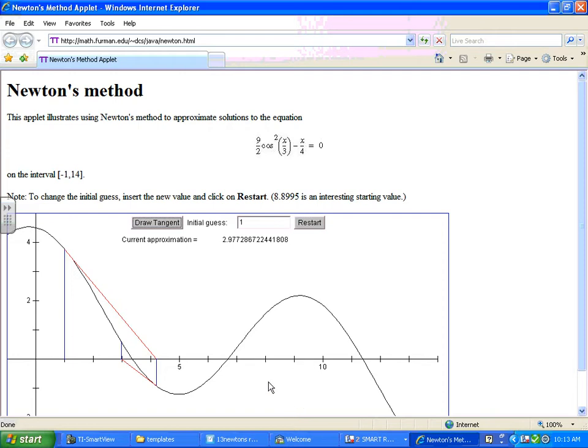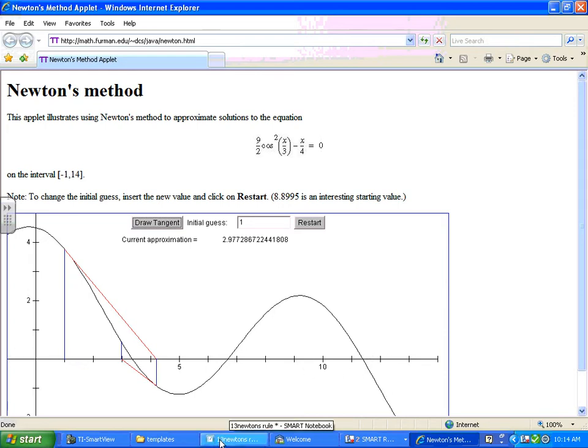But in this class, usually I might give you a suggestion. If you're trying to find this zero, I might say, pick an initial guess close to that zero so that you're going to end up finding that solution. And on a test, I might only ask you to find one of the zeros because it's going to be too much work to find all the zeros.